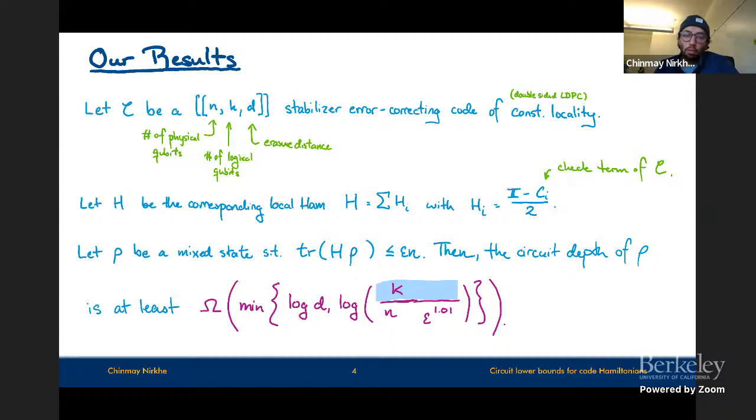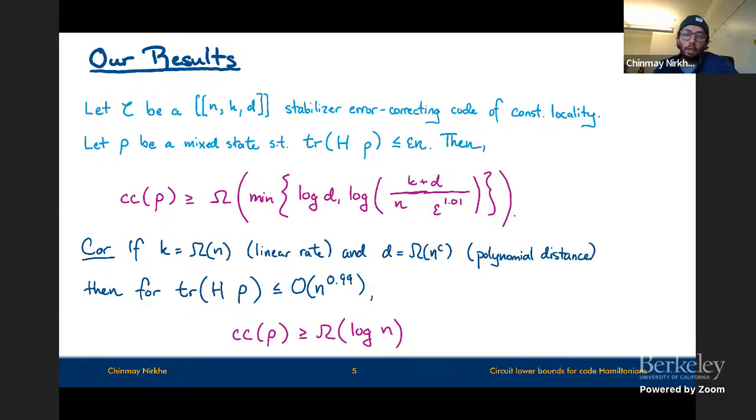So you can prove a circuit lower bound that's the minimum of log d and log k over n. So the relative rate itself seems to have value in proving circuit lower bounds. And that's probably one of the more interesting parts of the result. And then we also show that you can strengthen this to log of k plus d. I'm hiding some stuff in the big O factor, but you can show that if a code is either high rate or high distance, you can prove very non-trivial circuit lower bounds on the depth of any low energy state.